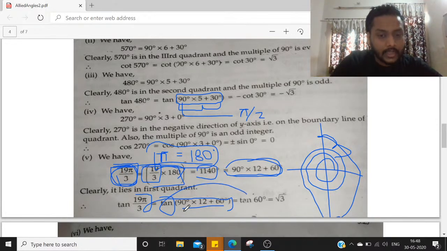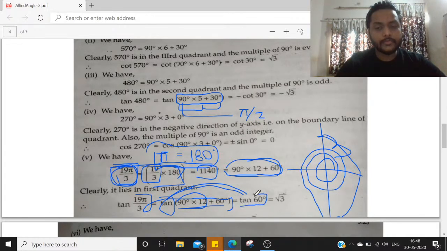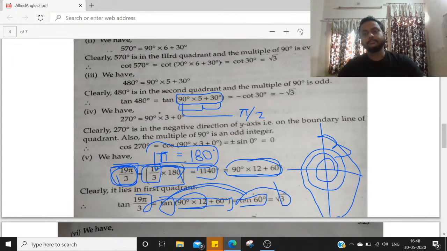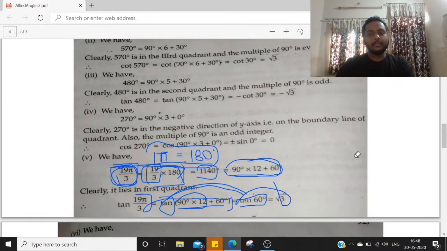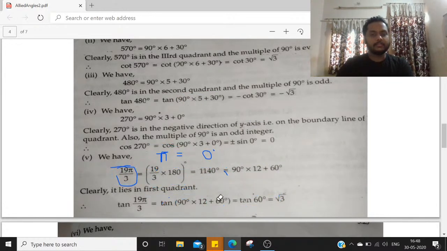Why tan 60? Because you have an even multiple of 90 here, and when you have an even multiple of 90, your trigonometric ratio will not change, so you will finally be having tan of 60 degrees, that is nothing but root 3. Haan ji guys, how many of you are clear with this?